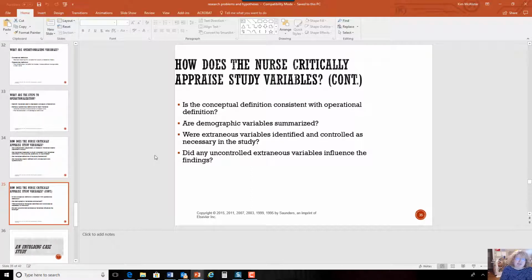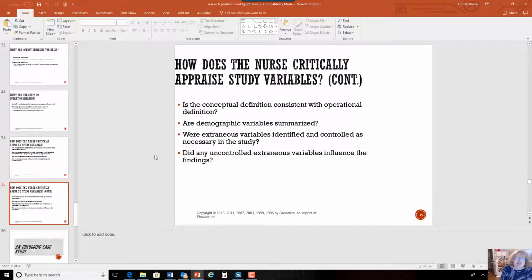Are the demographic variables summarized? We need to know what the variables look like, what the people were like, what the situation was like. And then you also want to know how any of the extraneous variables or confounding variables interfered or influenced the findings?